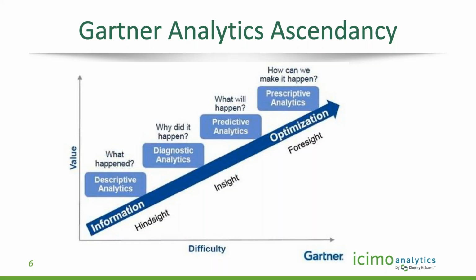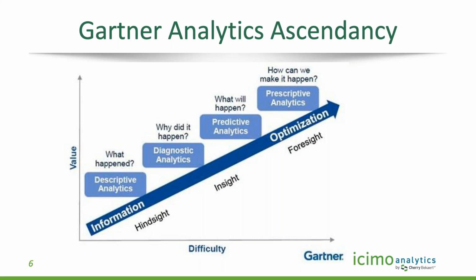Gartner, no relation to me, the big group that does forecasting and industry evaluation in different spaces and consulting, have really created what's called the analytics ascendancy model. And this talks about the different types of analytics. So if we're going to talk about an analytic strategy, we really need to think about the different components of analytics and how we need to be thinking about those. Gartner puts it on a spectrum like this, where it talks about descriptive analytics. What happened? That's our reporting. That's some of our basic analysis.